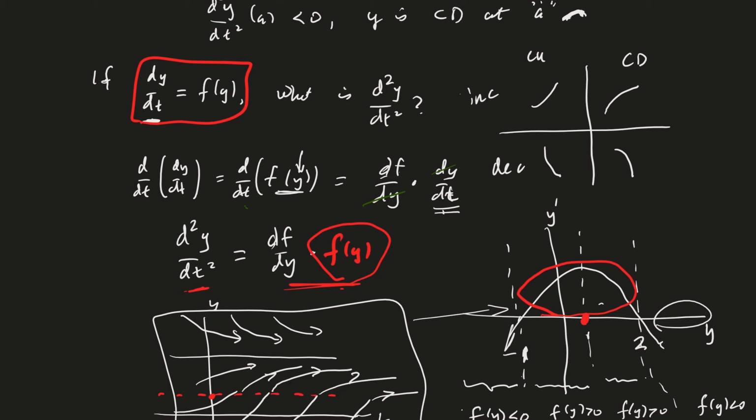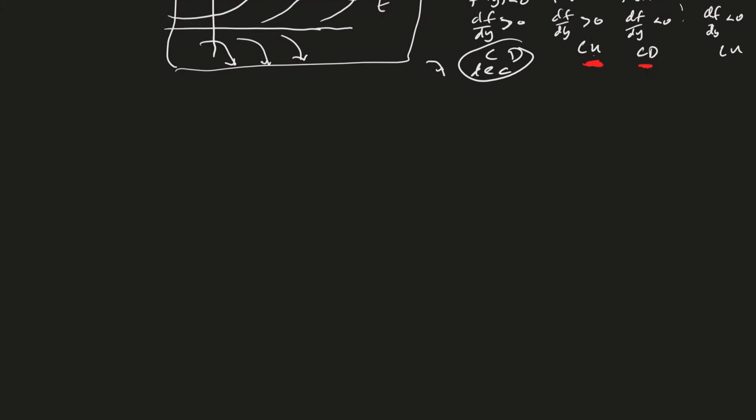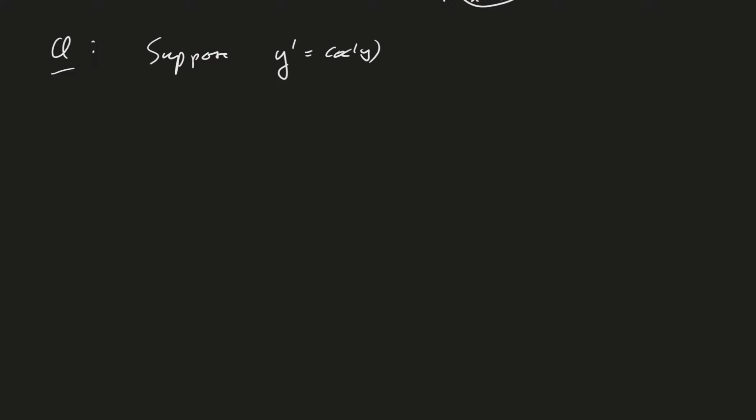Good. Now let's just try a few. We've got a couple minutes. We're going to just try a few random problems. Question. Suppose that y prime is equal to cosine of y. True or false? It's possible that solutions are periodic.